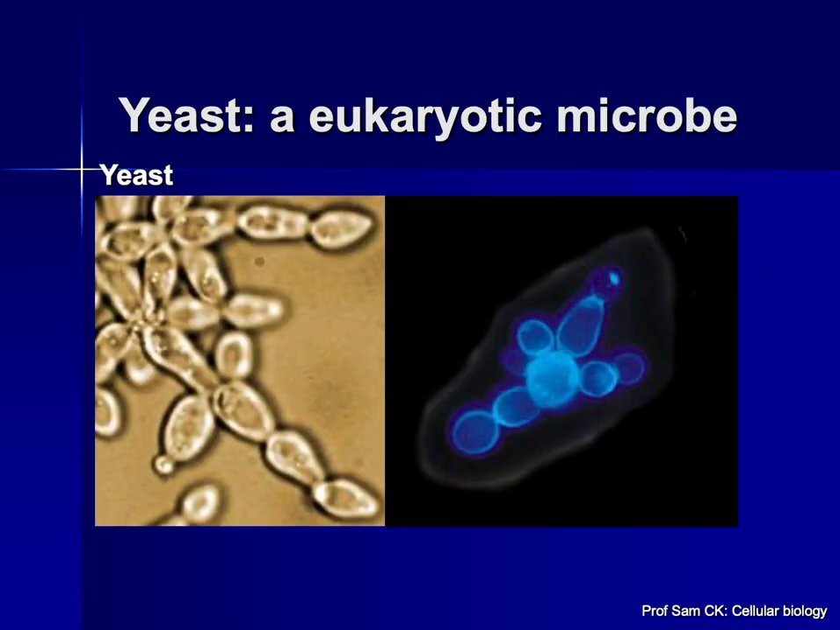Now we move on to the eukaryotic organisms. We're going to start with yeast. Yeast are unicellular eukaryotes, what we refer to as a eukaryotic microbe.